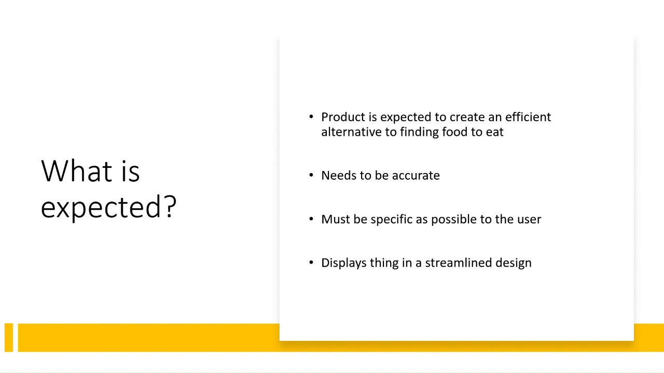And what is expected out of this? This project is expected to create an efficient alternative to finding food to eat, and accuracy of recommending these dishes is a must for establishing trust for our user base, and it also has to be as specific as possible to the user. And along with that, our display also has to have a streamlined design. It must be simple and easy for the user to read it.